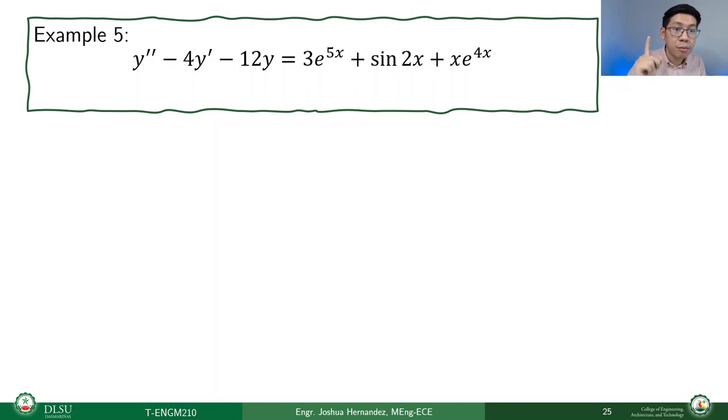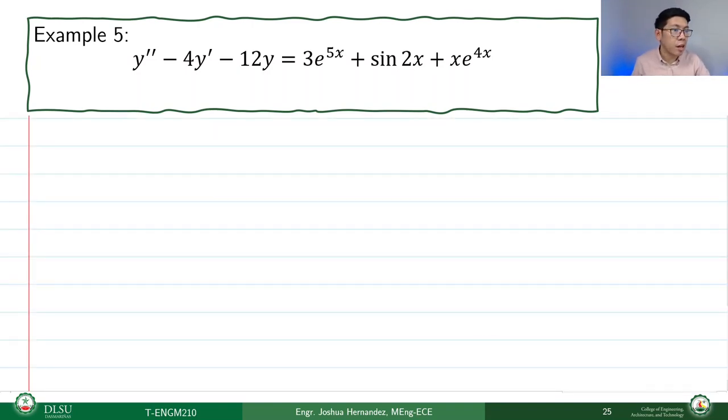Now, by some rule, our rule number 3, we can add up all of our previously achieved answers and add them all together to get our general solution. In other words, since we already know our yh, and yh is what? C sub 1 e raised to 6x and C sub 2 e raised to negative 2x, right?